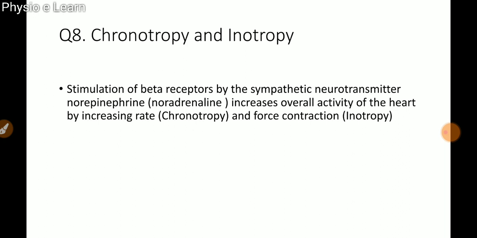So if the beta receptor gets stimulated by the neurotransmitter norepinephrine or noradrenaline, there is an increase in the overall activity of the heart by heart rate, that is chronotropy, and by force of contraction, that is inotropy.